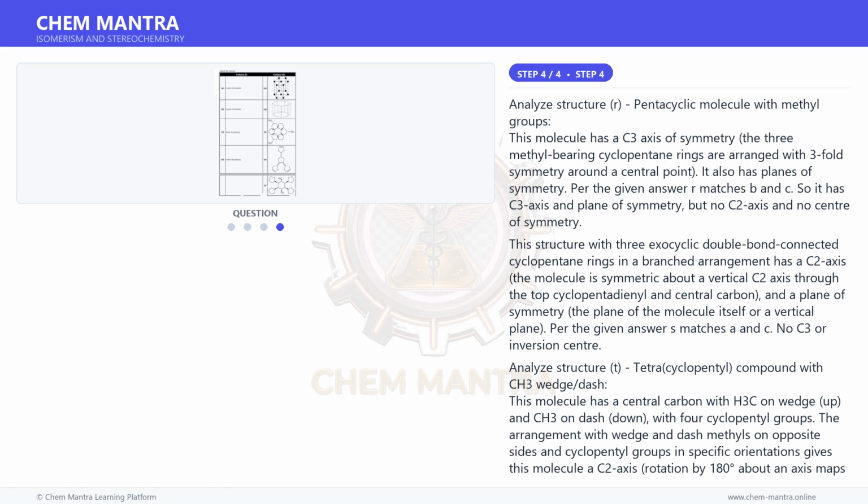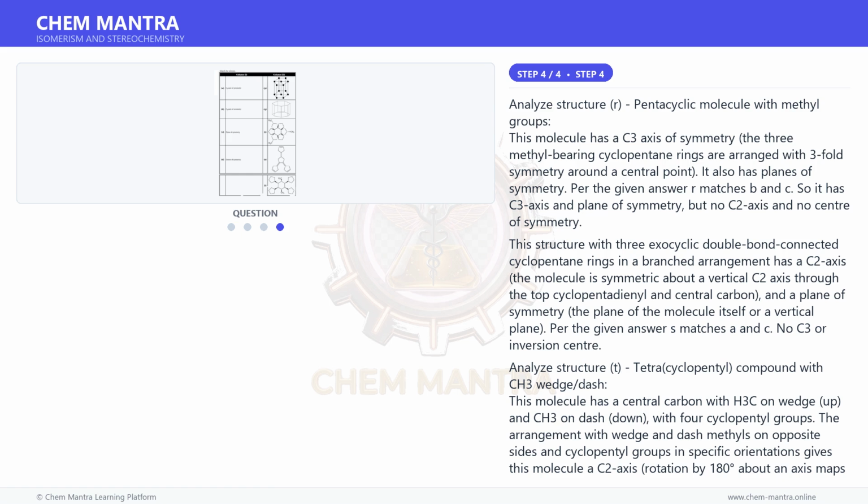This structure with three exocyclic double bond connected cyclopentane rings in a branched arrangement has a C2 axis. The molecule is symmetric about a vertical C2 axis through the top cyclopentadienyl and central carbon, and a plane of symmetry, the plane of the molecule itself or a vertical plane. For the given answer, S matches A and C, not C3 or inversion center.